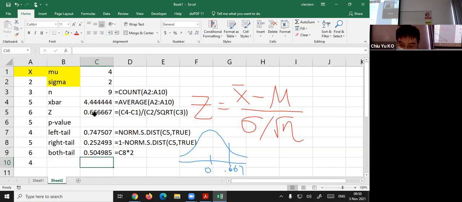That's how you do 2 tail, right? Just on this side, multiplied by 2. That's it. Is that okay?